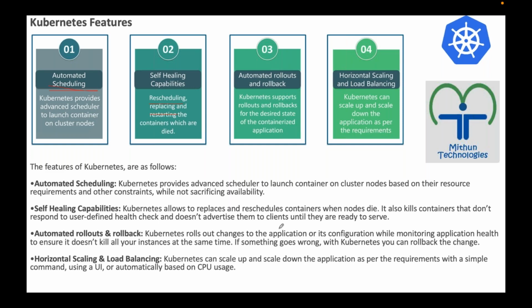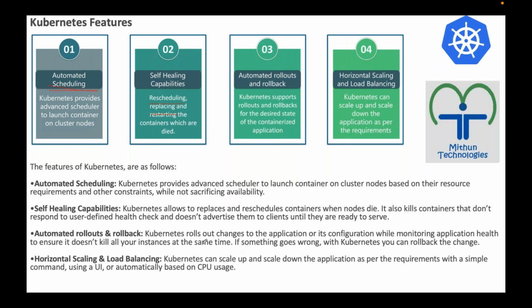And also, Kubernetes allows us to do rollouts. Rollout in the sense of deploying the latest code, deploying the latest images without downtime. And also, if something goes wrong, we can roll back to the previous state, the previous deployment. Rollouts and rollbacks.